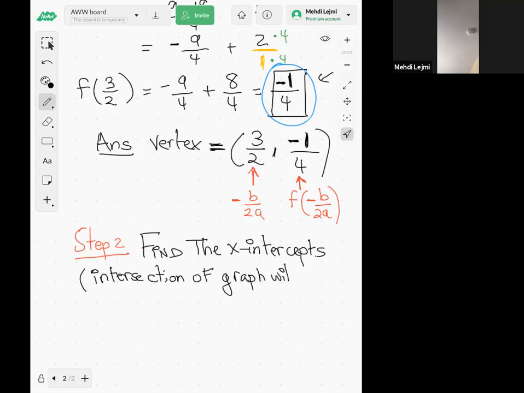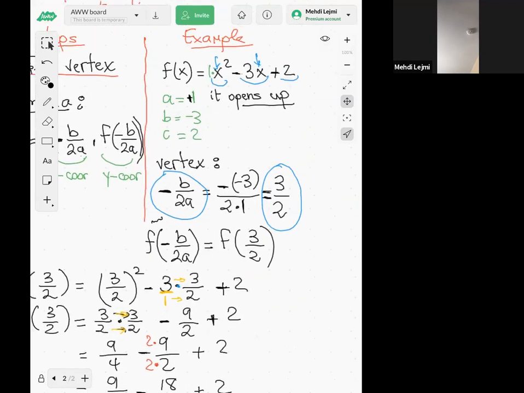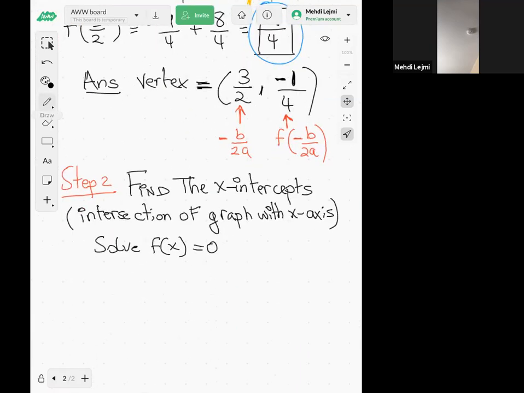And how do we find the x-intercepts? Well, all you have to do is to solve f of x equal to 0. Okay, that's how we find the intersection of the graph with the x-axis. Solve f of x equal to 0. My f of x in my example is x squared minus 3x plus 2. So x squared minus 3x plus 2 equals 0.